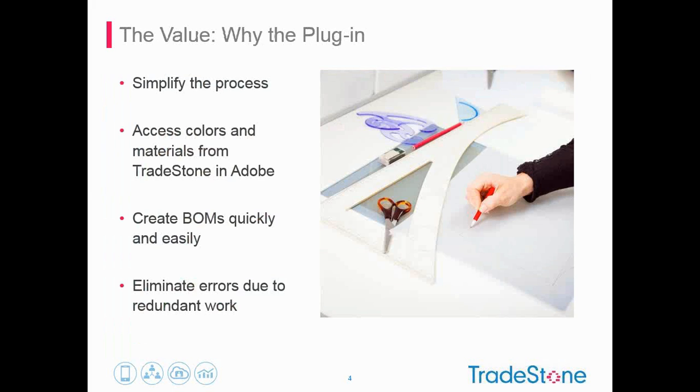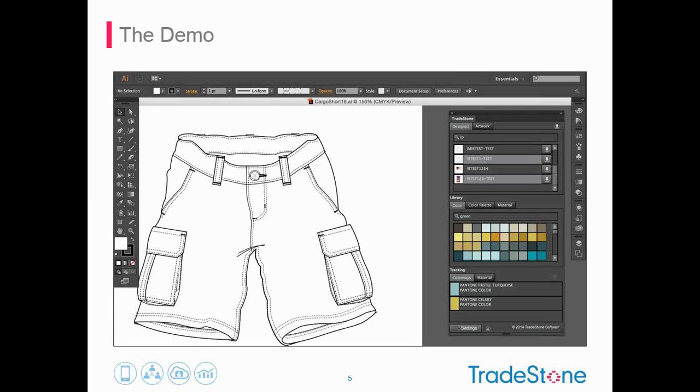Thank you, Peter, and good morning, everyone. At TradeStone, we're always looking for ways to simplify the process. For designers, that meant allowing them to begin the creative process directly in their native design tool, Adobe Illustrator. The Adobe plugin module extends the value of the TradeStone libraries by allowing users to access the colors, materials, trims, or components in the case of hardlines directly from within Adobe Illustrator. Using this information, users can update or finalize sketches and build out a bill of material. Additionally, users will gain efficiency and eliminate potential errors due to redundant work. So now let's jump over to the live demo and take a closer look.